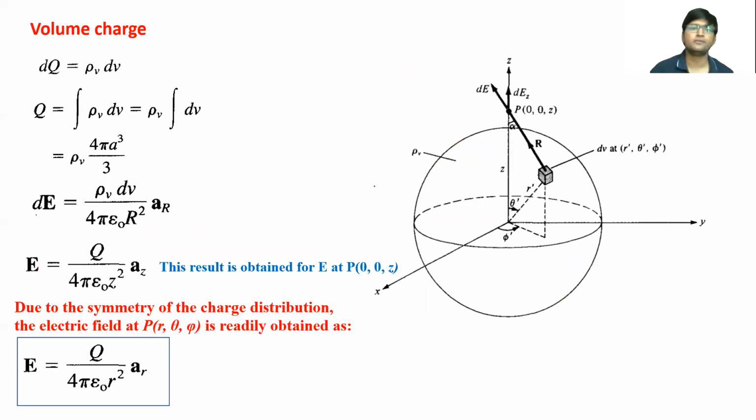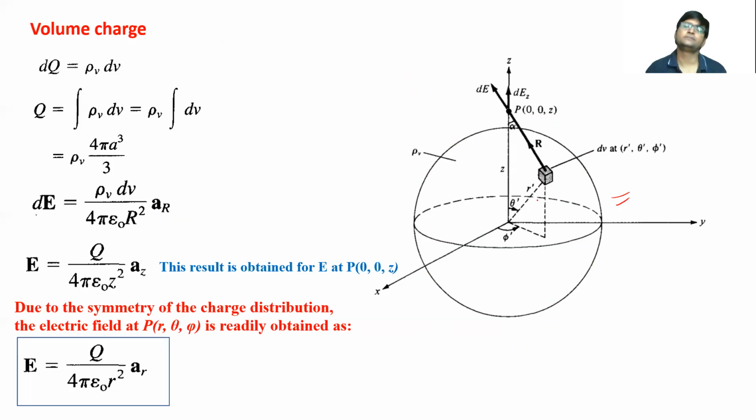Now finally, we will be talking about the volume charge. In this example, I have taken a spherical volume, symmetrically in the x, y, z coordinates. Since the volume charge is a 3D quantity, this volume is distributed in the x, y, z 3D plane like this, right?